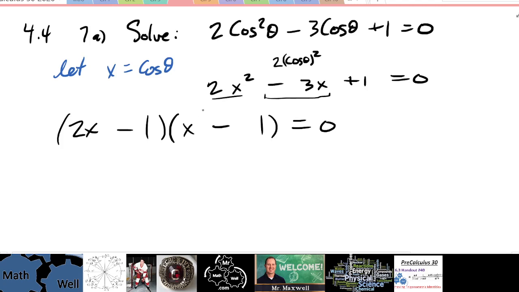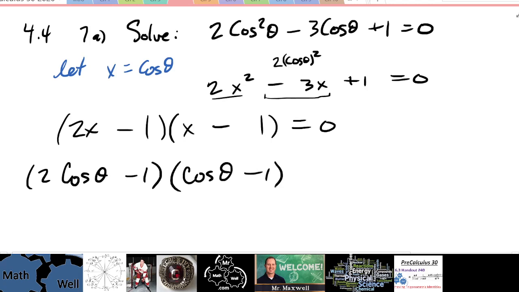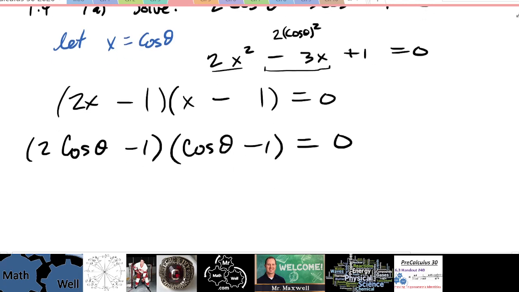Okay. So once we get to this point, first we'll have to resubstitute. 2 cos theta minus 1 times cos theta minus 1 equals 0, okay? So when we get to this, we use the 0.